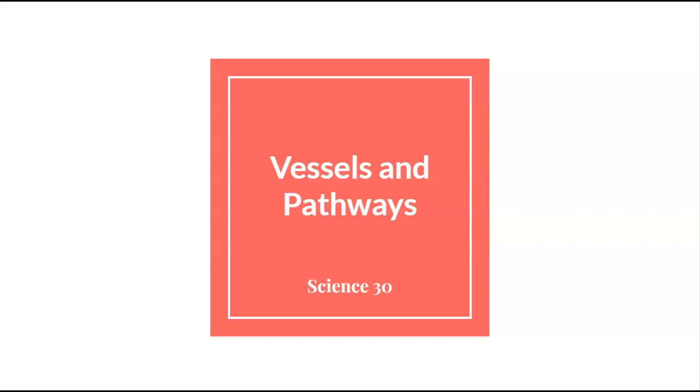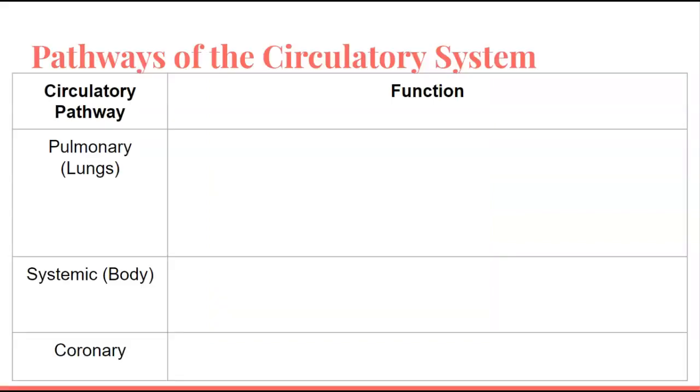So today the goal for you is that you can describe the flow of blood through the body. You can identify the different vessels of the body, and what each of them do. You also have to be able to describe the three different types of pathways blood will take through the body. We're going to start there with the pathways of the circulatory system.